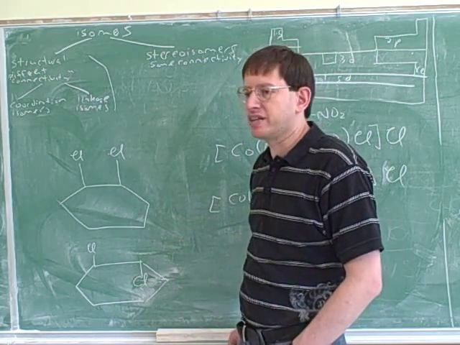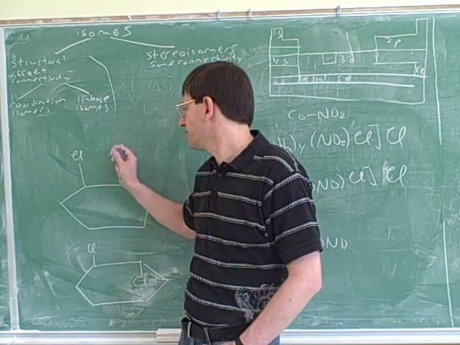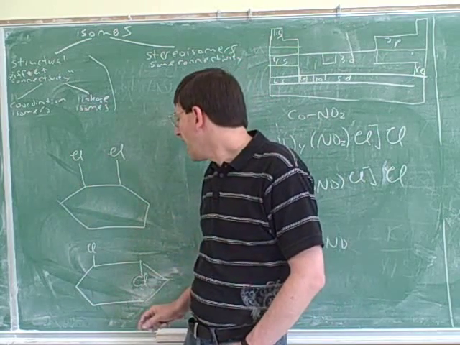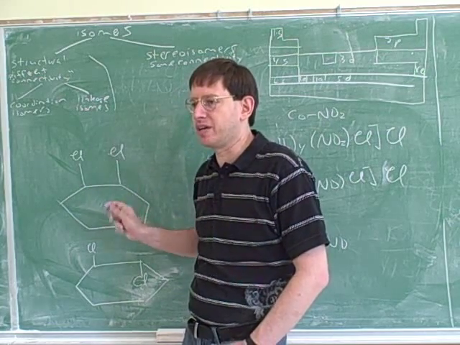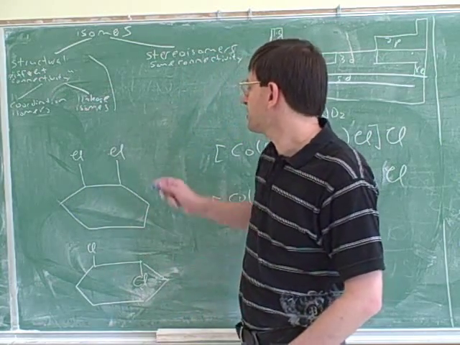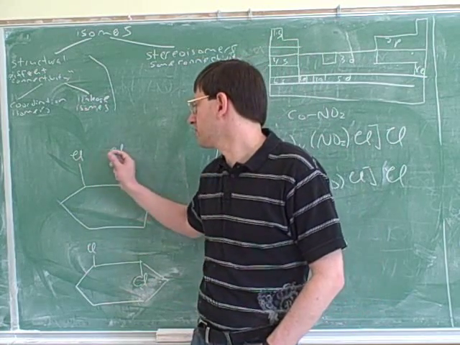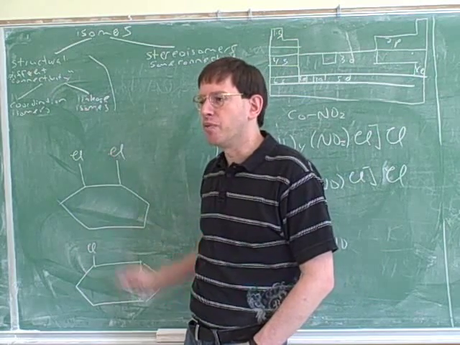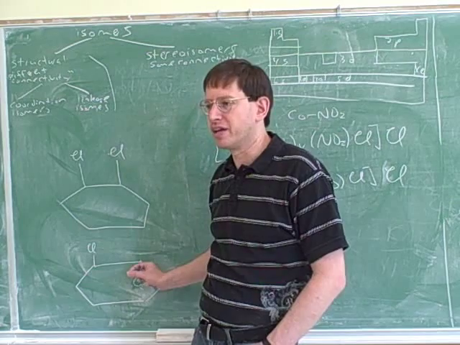Now, do they have the same connectivity? They do have the same connectivity. For example, this chlorine is connected to a carbon, and this chlorine is also connected to a carbon. And also, there are no carbons in between these two carbons. So they have the same connectivity. But they're still not the same because they have different arrangements in space. For example, in this case, the two chlorines are both pointing above the ring. Whereas in this case, one chlorine is pointing above the ring, and one chlorine is pointing below the ring.